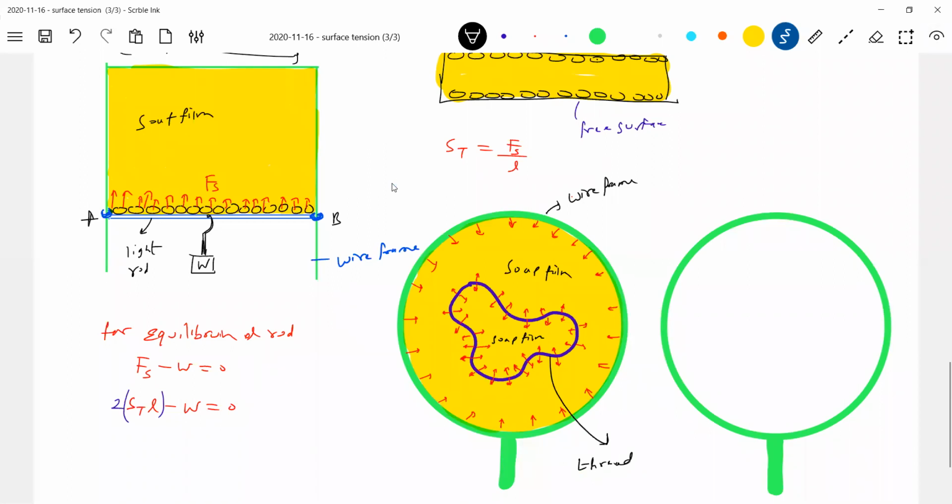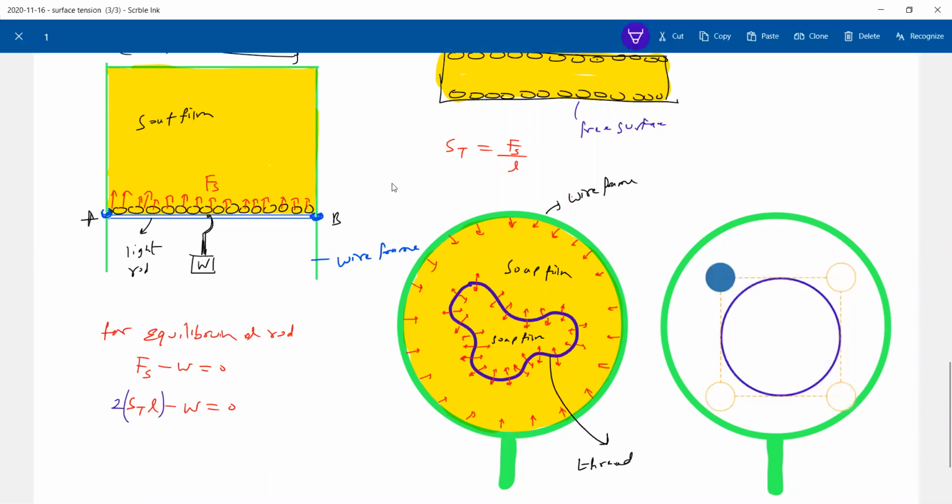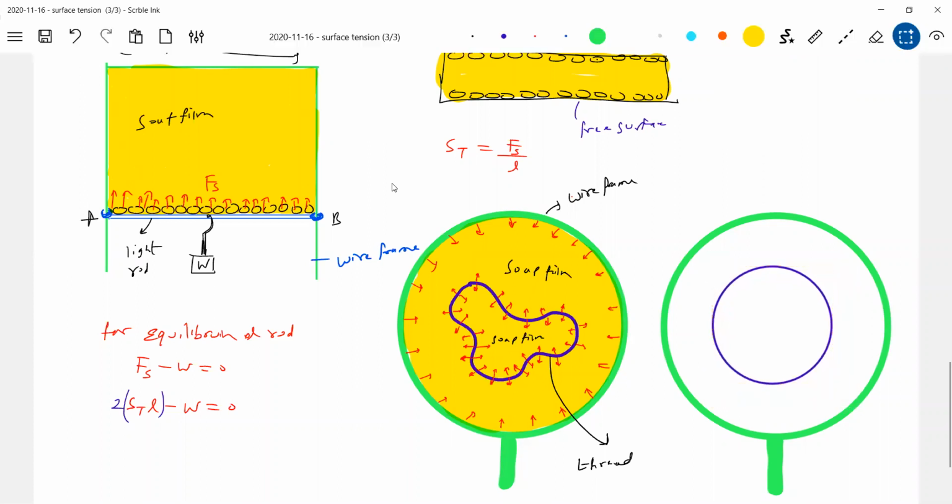Now what I do, I'll just touch it. I'll say prick. All of you know pricking, touching. If I just touch it, this soap film will evaporate. Then because of these forces, what happened to the thread? The thread will take a circular shape. Why circular shape? Because the force will act radially. So finally the thread will take this particular shape, and the soap film will be there only between the thread and the wire frame.